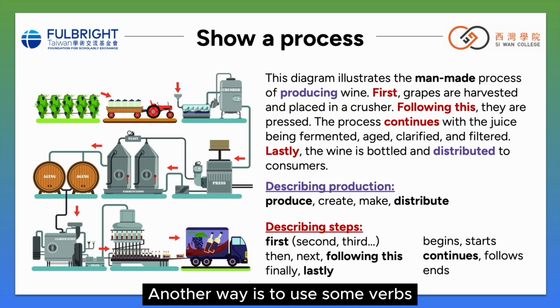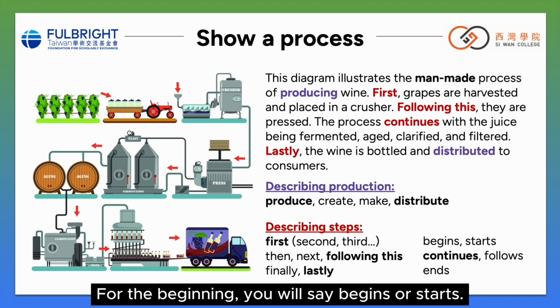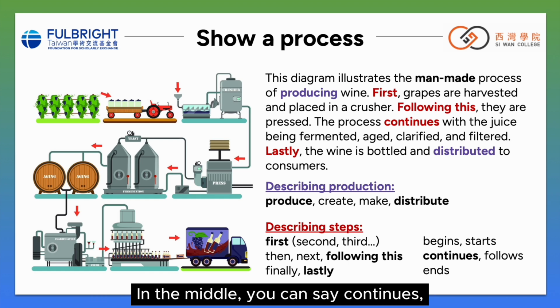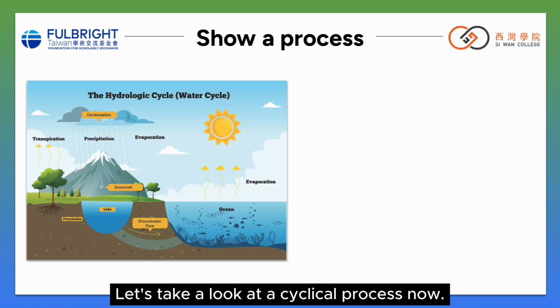Another way is to use some verbs in order to indicate to the reader what part of the process you are in. For the beginning, you will say begins or starts. In the middle, you can say continues, follows. And for the last step, you can say ends. Let's take a look at a cyclical process now.